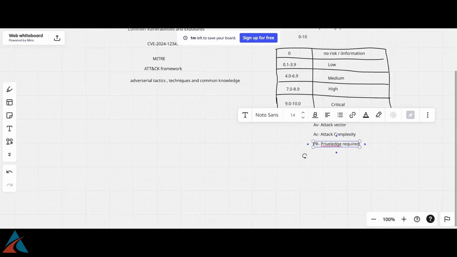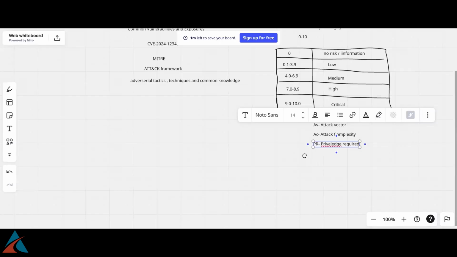This is another metric. And then there is user interaction. User interaction means does someone need to do something in that case? For example, you have studied about phishing. You have to deliberately click on that link, open that attachment, download that malicious file. If no user action is needed, that score is usually higher. So there are different metrics. No need to get confused. There are multiple metrics involved in this.